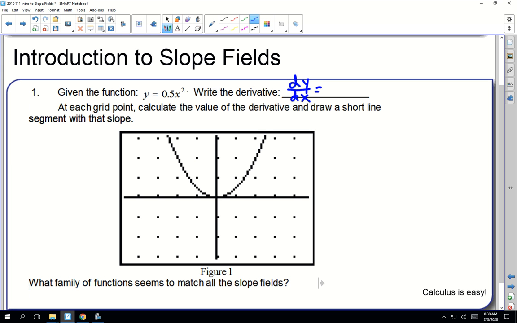X, yes. 2 times 0.5 is 1. Drop the power down by 1. So we got dy dx equals x. So at each grid point, calculate the value of the derivative and draw a short line segment with that slope. So I'll show you what I mean.